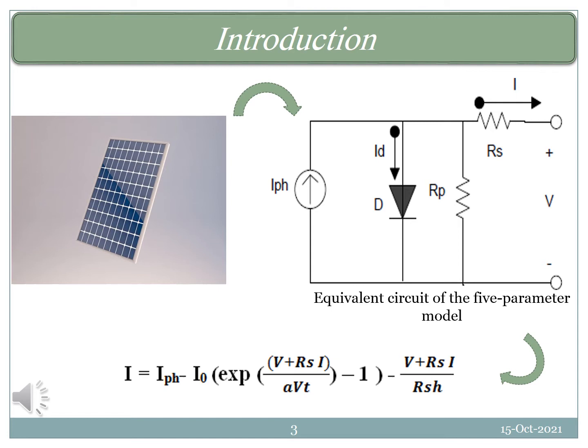The characteristic equation is determined using Kirchhoff's law. This equation gives the electrical current produced by the cell. As a result, the model employs 5 unknown parameters: the light-generated current, the reverse saturation current, the series resistance, the shunt resistance, and the ideality factor.